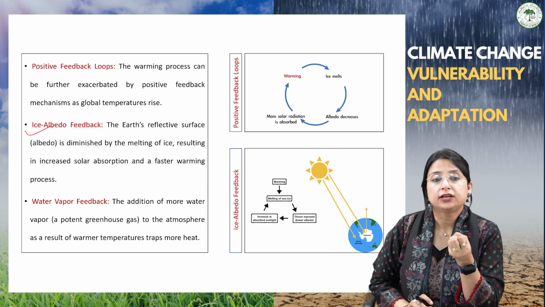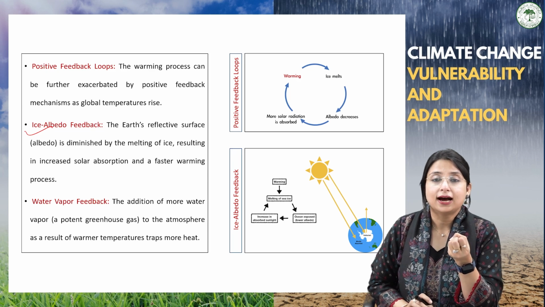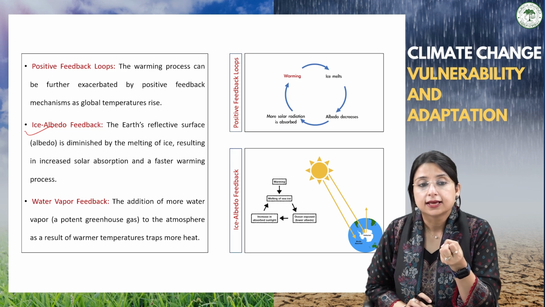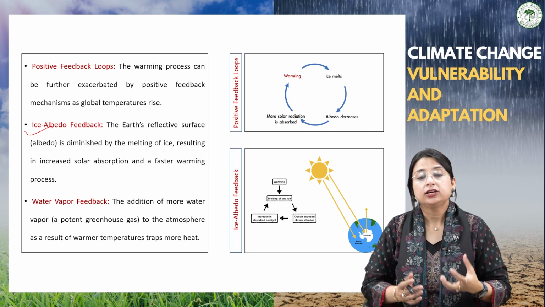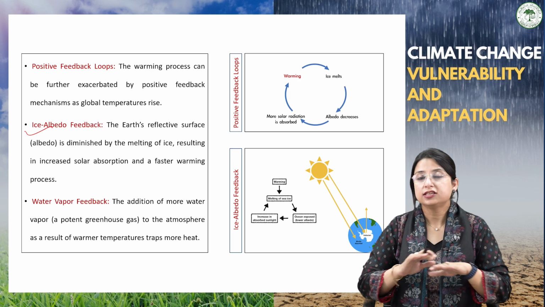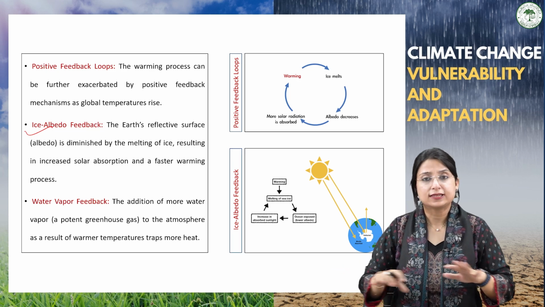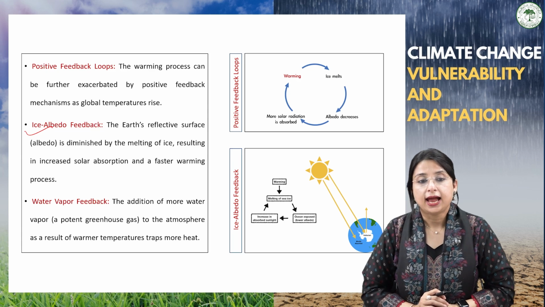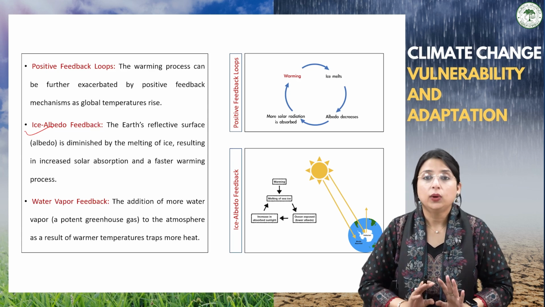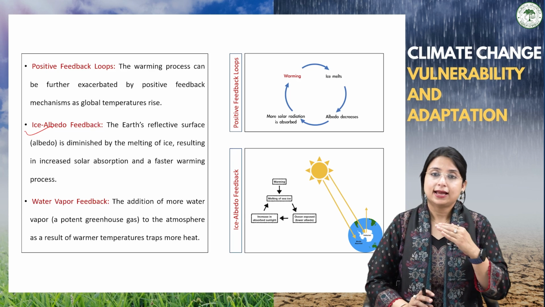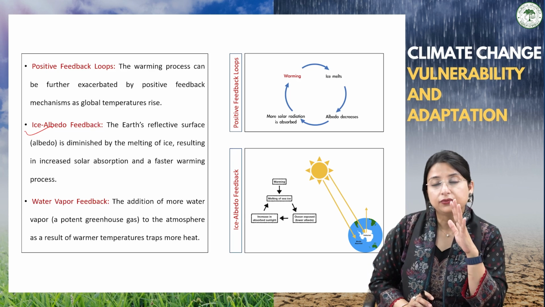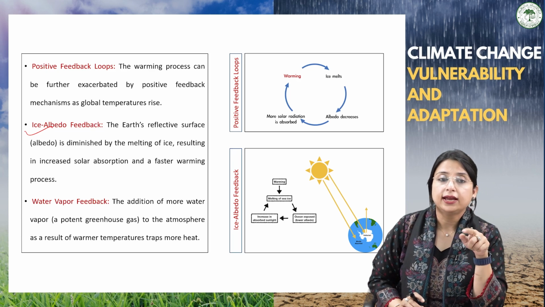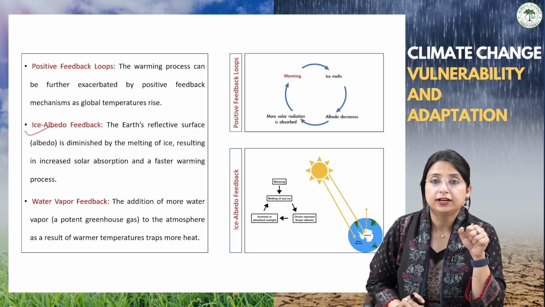The Earth's reflective surface, which maintains the Earth's albedo, is diminishing day by day by the melting of ice, which results in increased solar absorption. If ice melts, the surfaces will be exposed, and that will absorb more solar radiation, and thus the warming process will increase. Once it absorbs, again it will release that heat, again it will absorb, which means it will create a positive feedback loop.